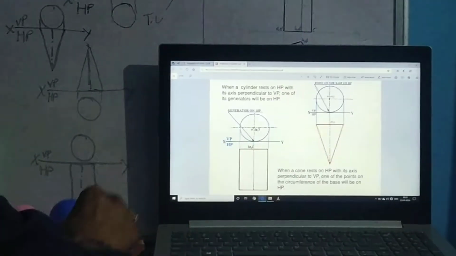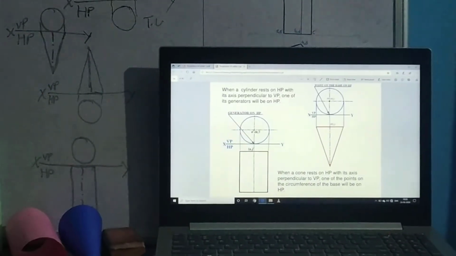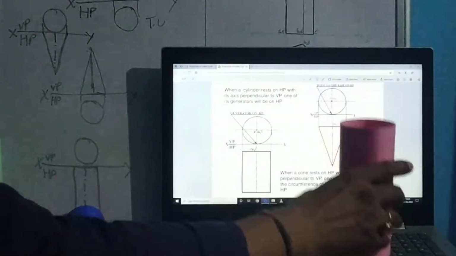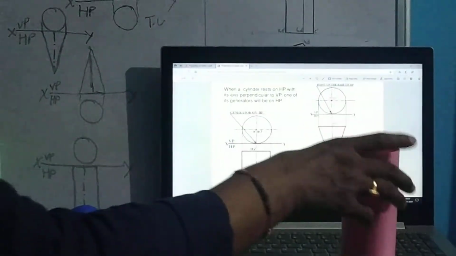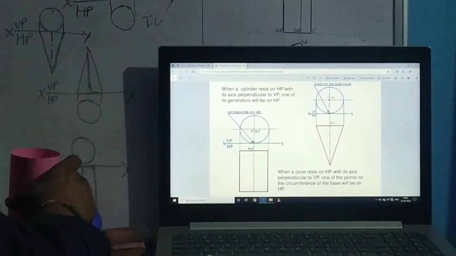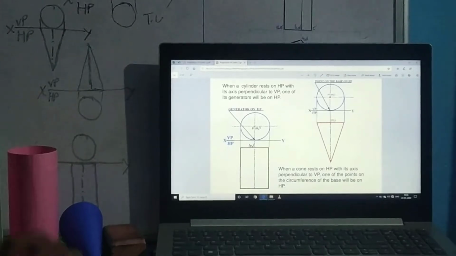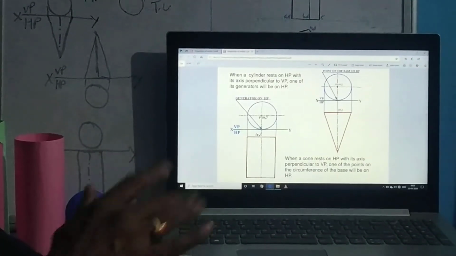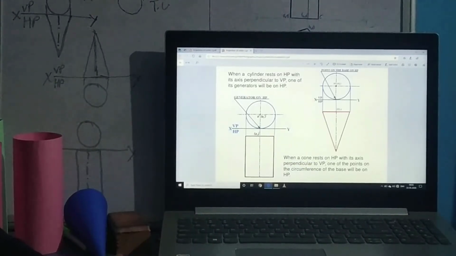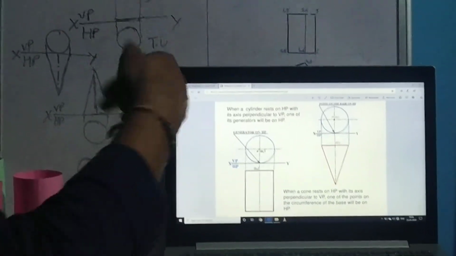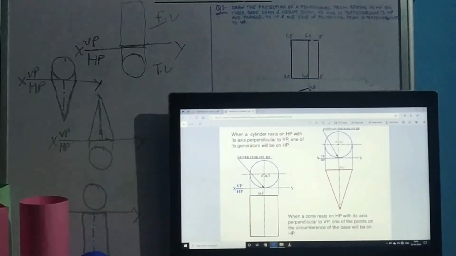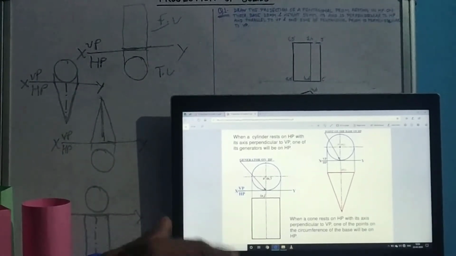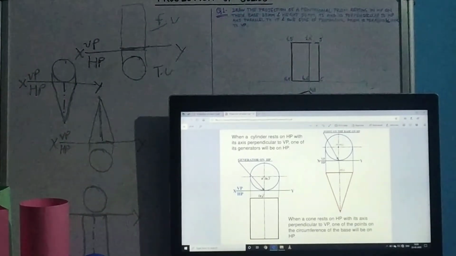So in this class we will discuss two positions only: first, when the solid is placed like this, and second, when the solid is placed like this. The first question which we have to draw on our drawing sheet and the second question are given here. We will discuss those questions. The third and fourth questions I will discuss in the next lecture.